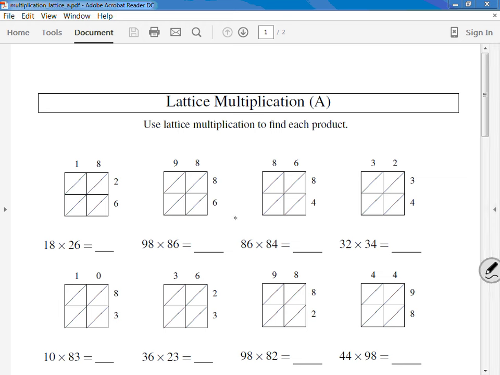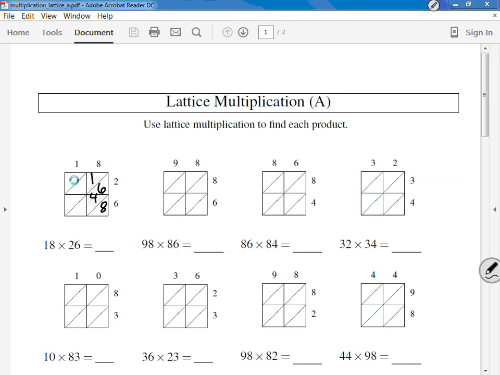So now let's take a look at our work. You notice there's a rectangle here. Right? That's a rectangle. The measurements of that rectangle are 8 by 2. What's the area of that rectangle? 16. Now this other rectangle is 8 by 6. What's the area of this rectangle? 48.